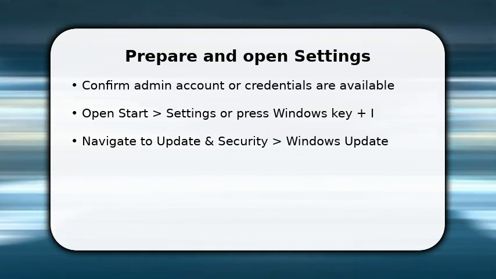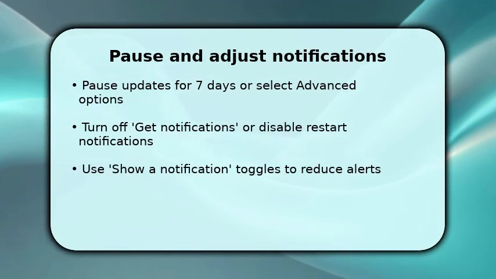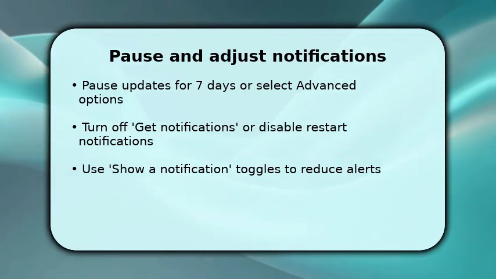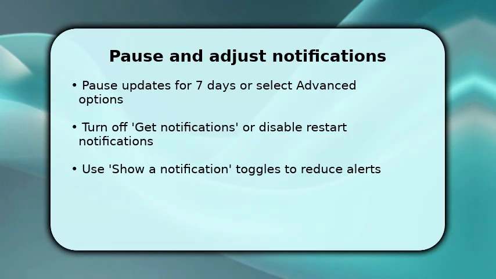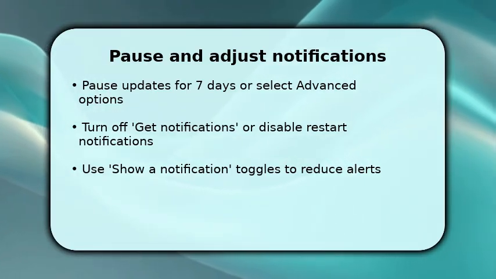Once on Windows Update, click Pause Updates for 7 days to stop immediate behavior. This gives you a safe window. Then select Advanced Options and toggle off Get Notifications or any Restart-related notification toggles, because those controls stop the pop-ups.